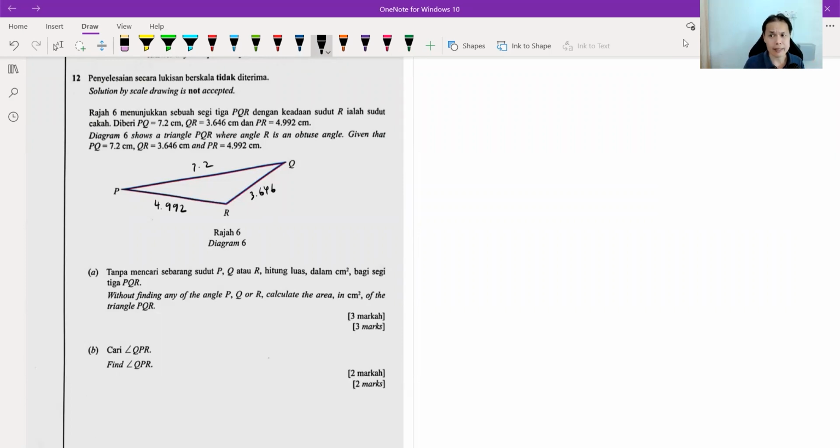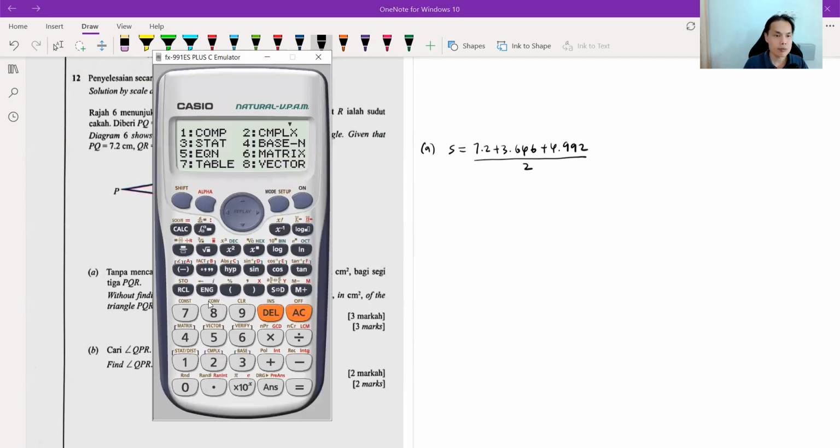So when they say without finding any angle, we know we can use Heron's law. We have to use Heron's law directly. Some people may use cosine rule to find the angle first, and then use half ab sine C, but that would be wrong in this question because the question says without finding the angle first. Heron's law works like this. We first take the semi-perimeter. That means we take the length of all three sides, add them up, 7.2, 3.646, and 4.992, divide by 2. It's basically perimeter divided by 2. That's why we call it a semi-perimeter.